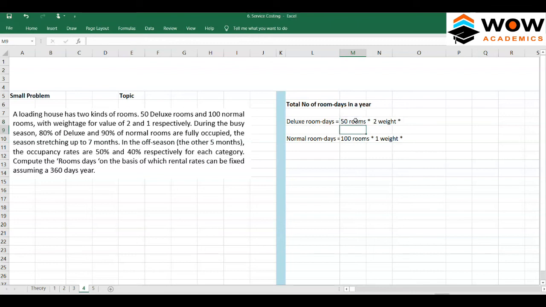The next one is, during the busy season, 80% of deluxe rooms and 90% of normal rooms are fully occupied. So this room is 90% occupied, and this room is 80% occupied. But he tells it in terms of the busy season, and the busy season is for 7 months.